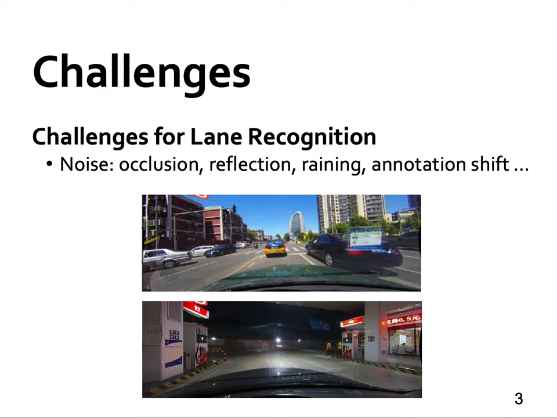There are a lot of challenges for accurate lane line detection. For example, the blue car in the upper image occludes the lane line on its right, while the lane lines in the bottom image are just as bright as the road light reflections.